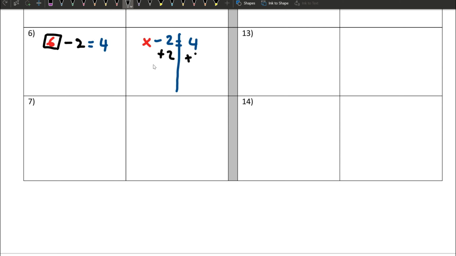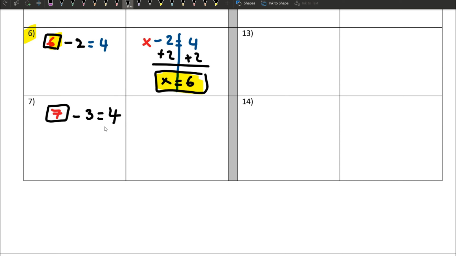Add 2 to both sides. So x equal to 6. That's it. So your answer matching with the date of the month. Okay. One more example, then I will let you finish the next 3 problems. So in the box it's going to be 7. Okay. Minus a number of your choice. Let's say minus 3. 7 minus 3 is 4, right?